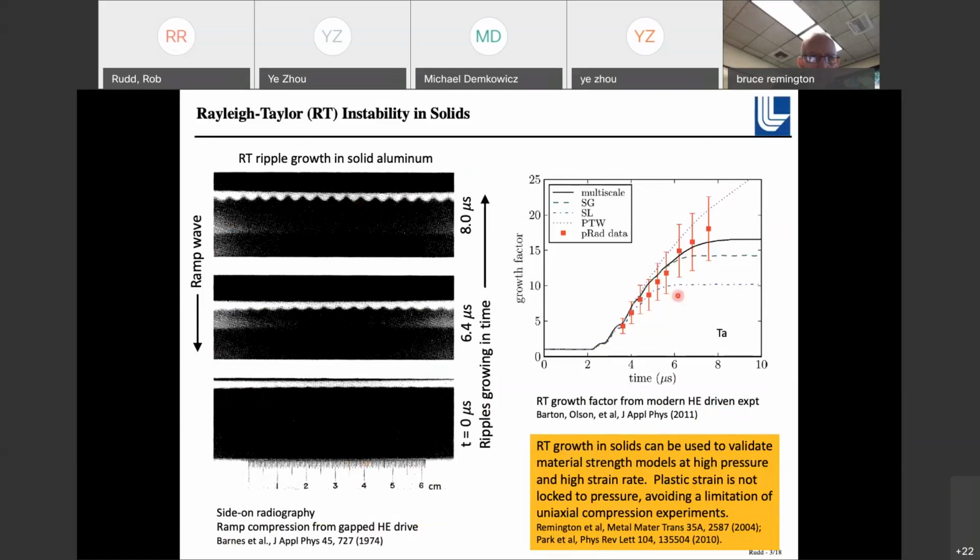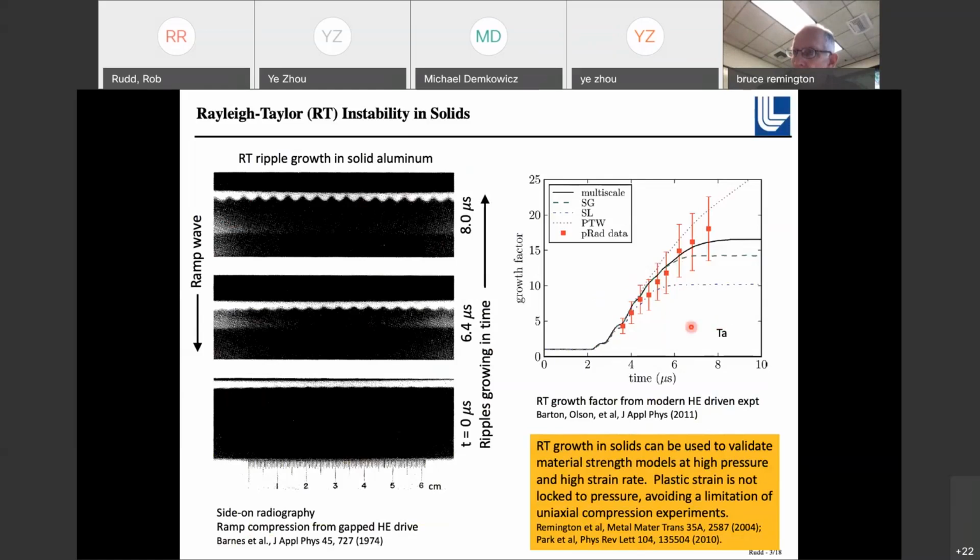And in a similar experiment more recently done with tantalum, again, you see substantial growth of the ripples over time. So this growth factor is the ratio of the ripple amplitude at a given time to its initial amplitude. And so you can see the ripples are growing dramatically. So both in a relatively soft and a relatively strong metal, if they're driven hard enough and the Atwood number is positive, you can get substantial growth of perturbations.